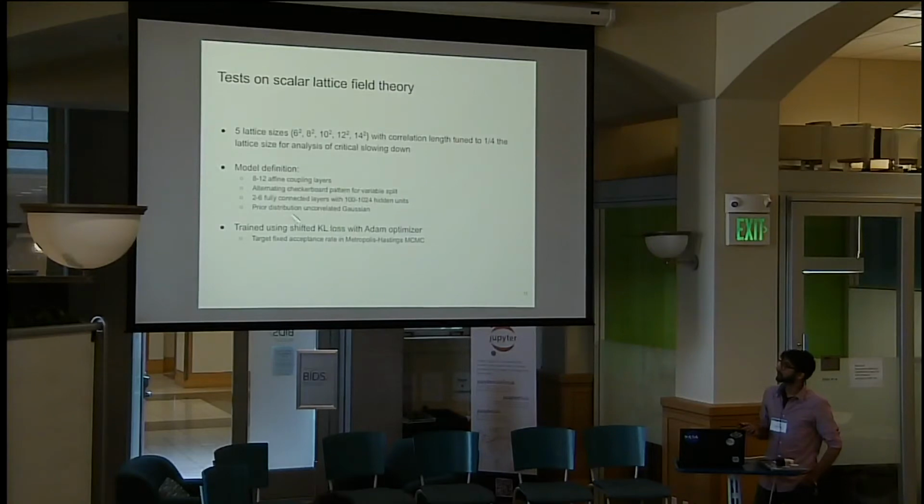So the model itself used a range of parameters, varying between 8 and 12 of these layers making up the normalizing flow.